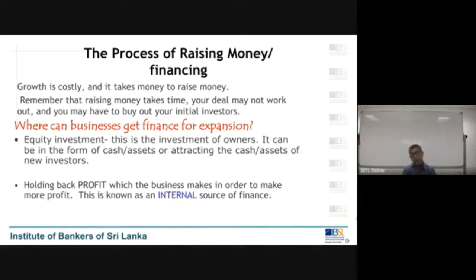I'm not going to explain what the advantages of issuing shares are, what preferential shares are, and things like that. Okay, that is equity investment, and this is the investment of owners. If you want to get more people, you are diluting your ownership. You issue more shares, no? But still, if you want money, you can issue shares. So that is equity investment.